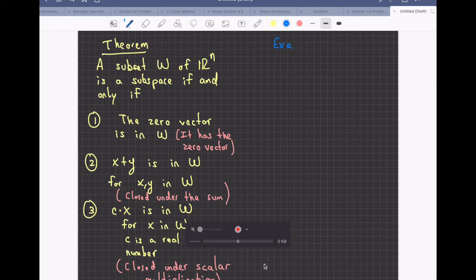Examples. Determine if W equal to the elements (a, b) such that a plus b is 0. You have to read this as W is equal to the set of the elements (a, b) such that a plus b is equal to 0.